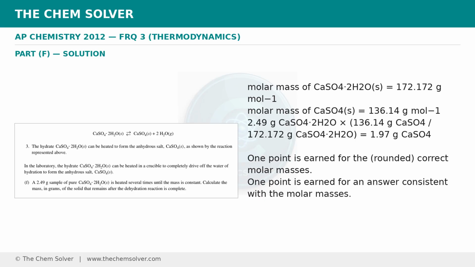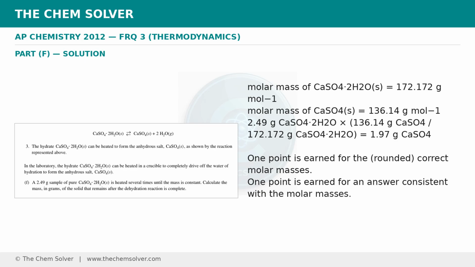Molar mass of CaSO₄·2H₂O = 172.172 g mol⁻¹. Molar mass of CaSO₄ = 136.14 g mol⁻¹. 2.49 g CaSO₄·2H₂O × 136.14 g CaSO₄ / 172.172 g CaSO₄·2H₂O = 1.97 grams CaSO₄.